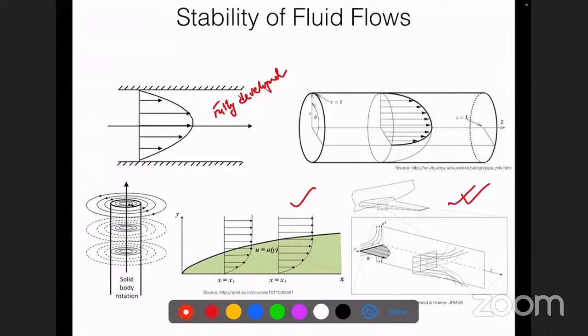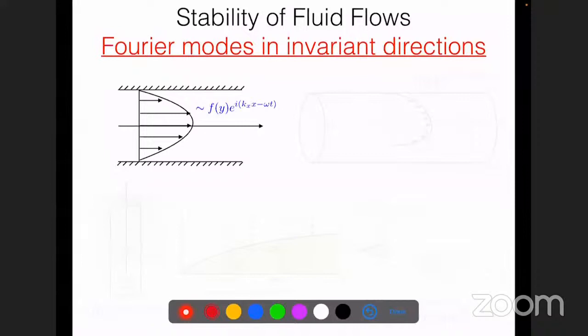Now, if you have to ask the question, how do you go about searching for normal modes in this problem? If I have to do a normal mode analysis, what would be my approach? The simplest answer is, if you take this flow and you say I'm introducing disturbances in this system and I want to search for normal modes, you introduce Fourier modes in the directions in which the flow is invariant, which means the directions in which the flow does not vary. So in the channel flow, if I consider a two-dimensional setup, the flow does not vary in the x direction. The flow is also not varying in time.